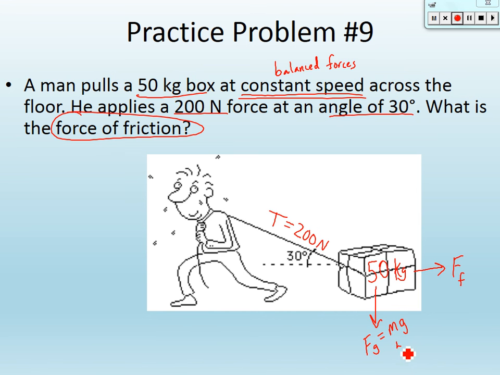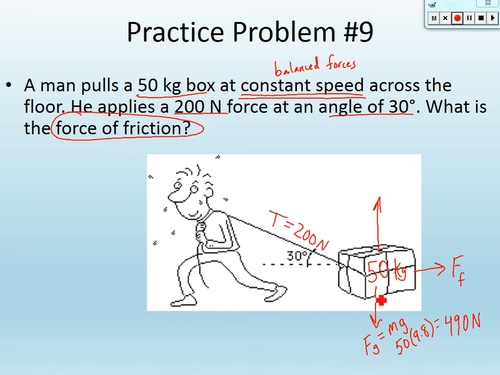mg. So let's do that right now. What's 50 times 9.8? 490? 490 newtons, okay? Now, is there a force that's going from the ground up? Yes. The force that the ground puts on the box?